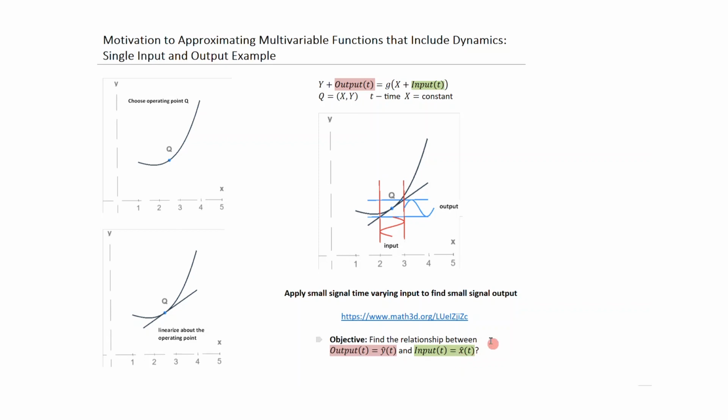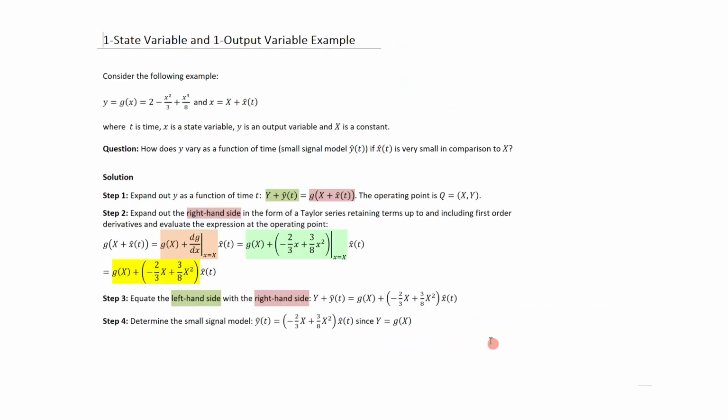So now let's look at how this works in terms of an example, with one state variable and one output variable. We're going to consider the following example. Y is equal to g of x, and let g of x take on this form. This is the shape of the curve.